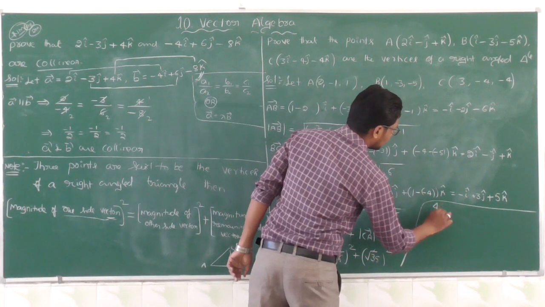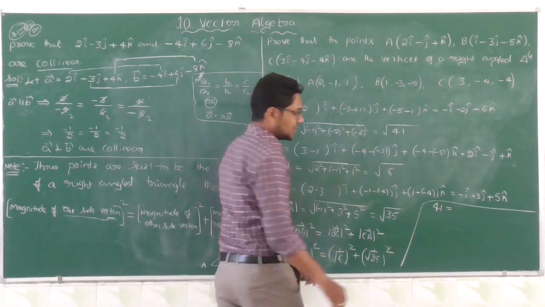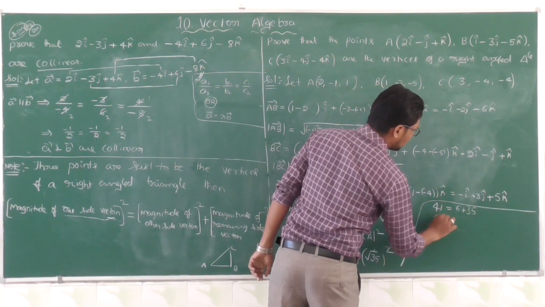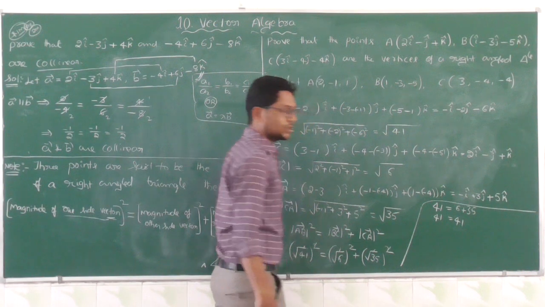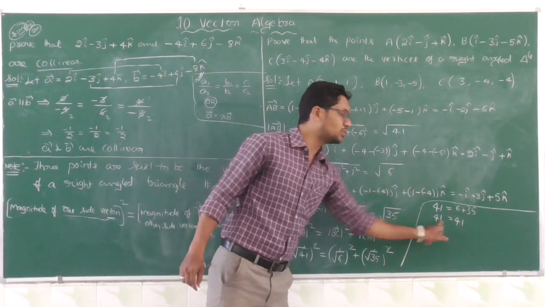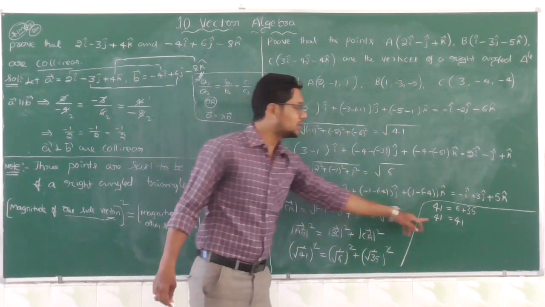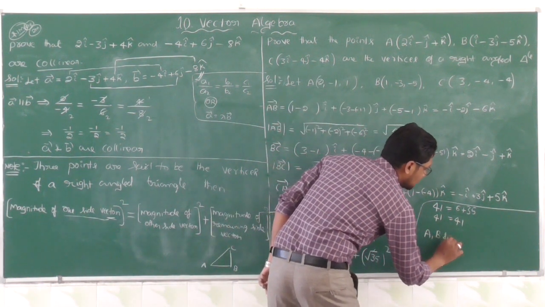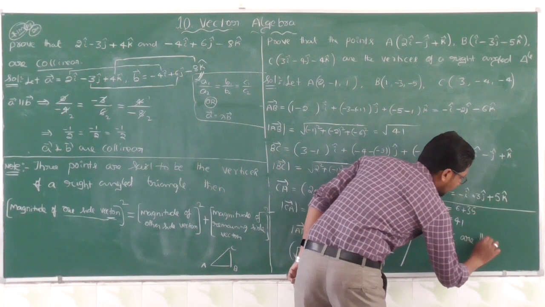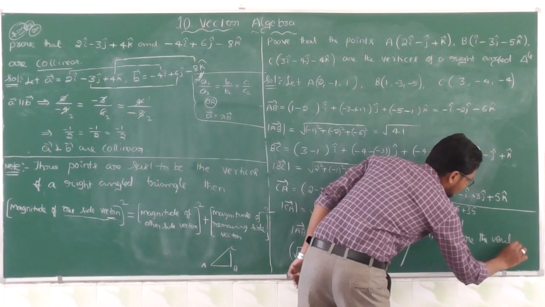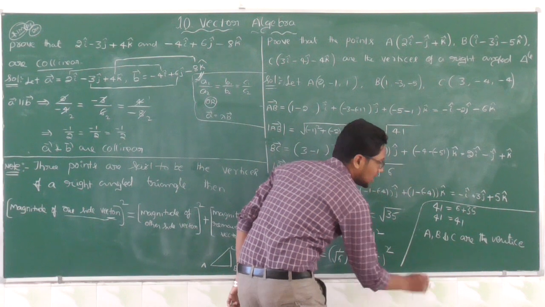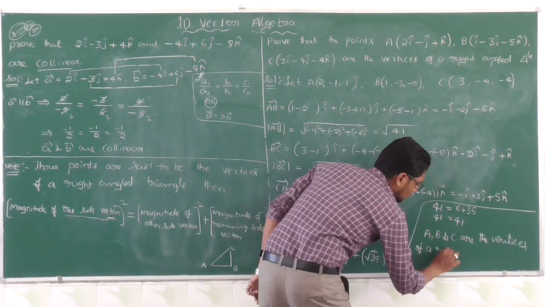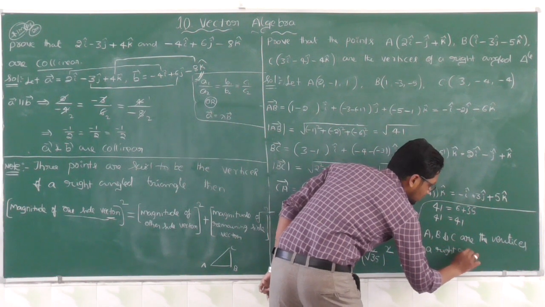Next, what will we get? 41 equals 6 plus 35. 6 plus 35 is how much? 41. Right? Hence these two are equal. Therefore A, B and C are the vertices of a right angle triangle. Hence A, B, C are the vertices of a right angle triangle.